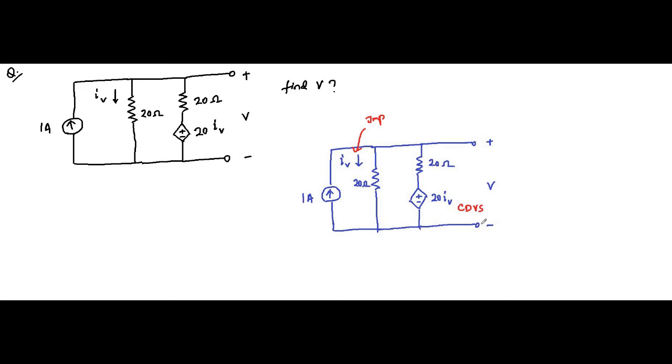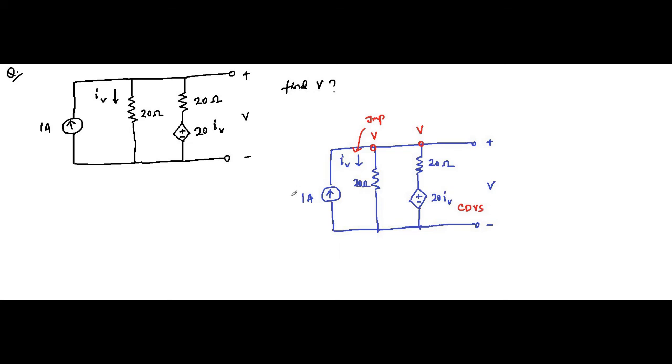Now the voltage across these two terminals is V. It means the voltage at this node is V, and also the voltage at this node is V. Why? These two nodes are short circuited, there is no resistor in between, so no voltage drop. They are at the same potential. So now we will apply KCL, Kirchhoff's current law, at this node V.